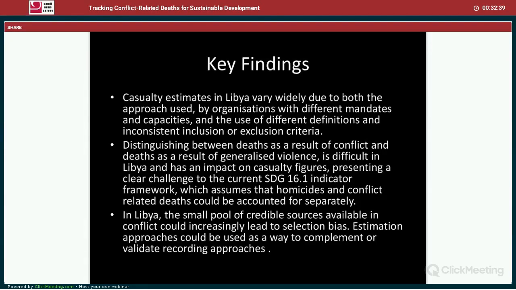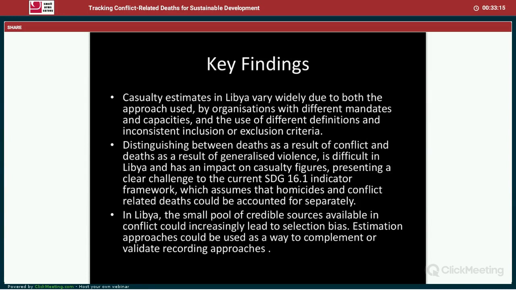One of the main challenges highlighted while interviewing these organizations is the definitional issue of what constitutes armed violence and what constitutes armed conflict. In Libya, when there's a breakdown of security, there is both, and they coexist, and it's very difficult for casualty recorders sometimes to distinguish them. I think that presents a real challenge to how 16.1 is formulated, assuming that you can count conflict homicides and conflict-related deaths separately.